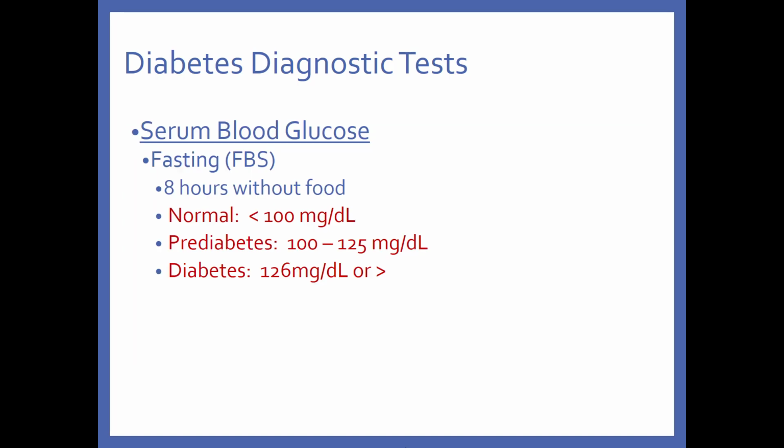Looking at serum blood glucose and doing a fasting test, they have to be 8 hours without food. So a normal result on a fasting blood sugar would be less than 100. Pre-diabetes would be considered 100 to 125. And then diabetes would be 126 or greater.